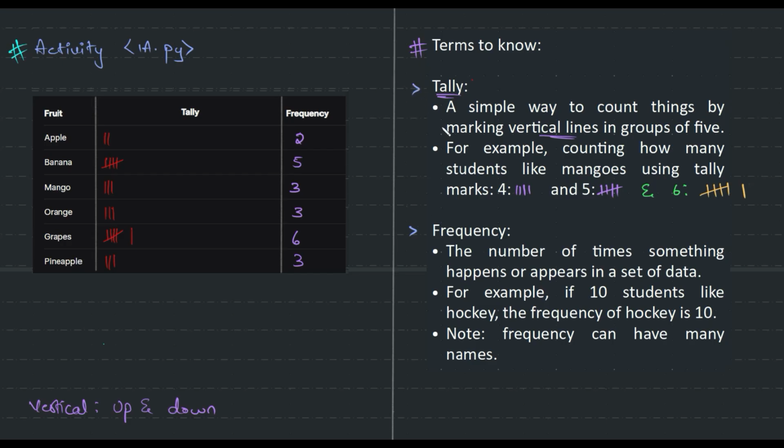Now, what does frequency mean? The number of times something has happened or appeared in a set of data. For example, if 10 students like hockey, the frequency of hockey is 10. Frequency is nothing but how many. It's basically questioning how many times, how many, and so on. Depending on the scenario, frequency can have many names, but please understand the fundamental idea over here.